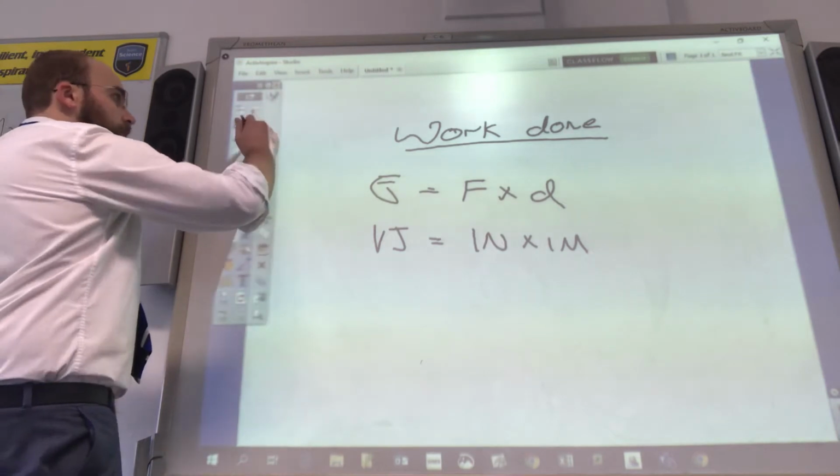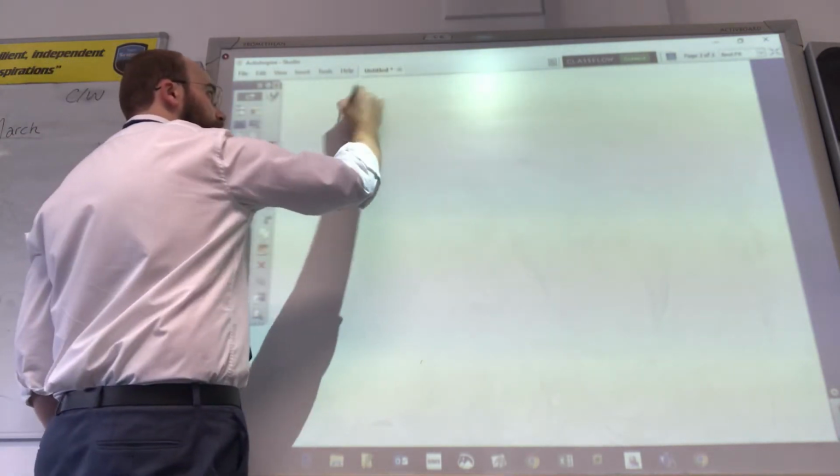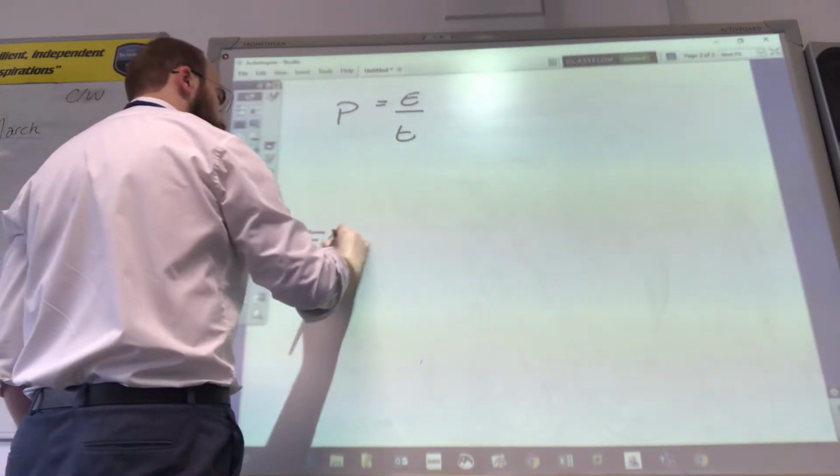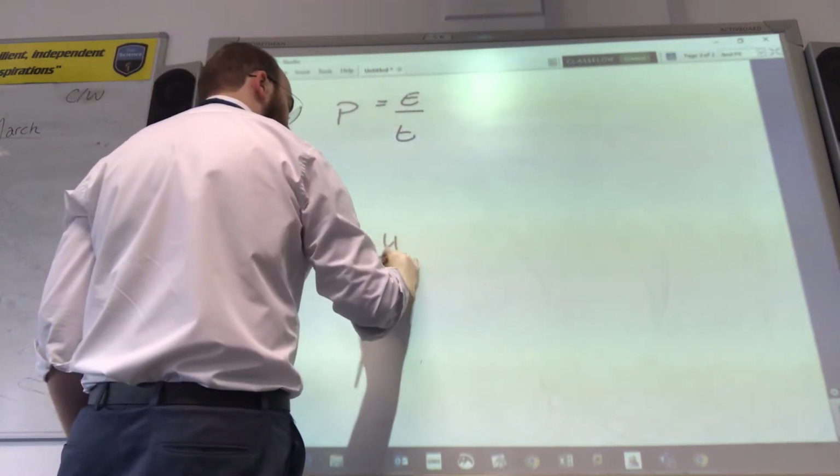The work done equation is paired with 2 other equations: energy over time to give you power, and also efficiency. Efficiency is useful over total.